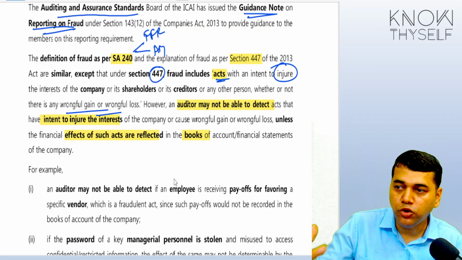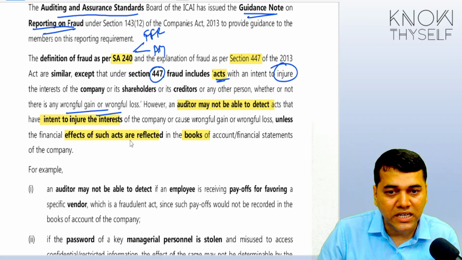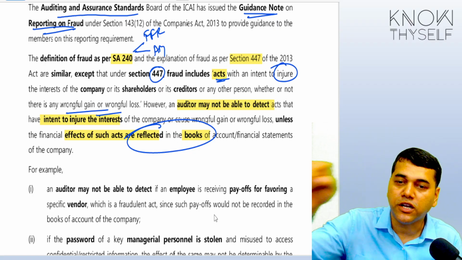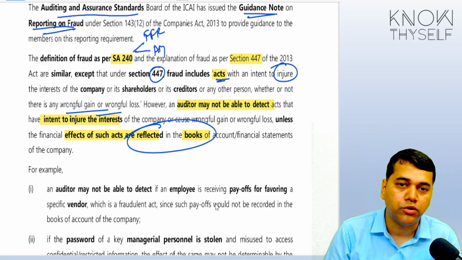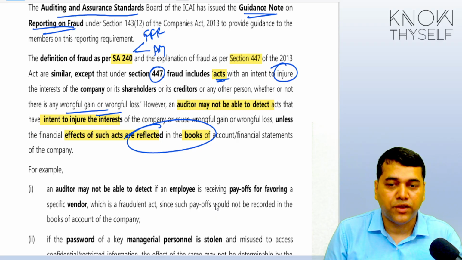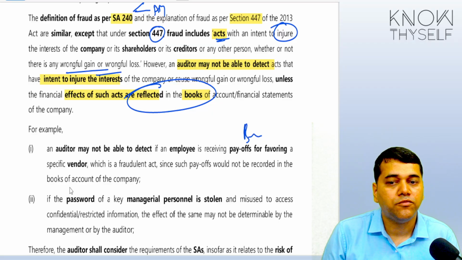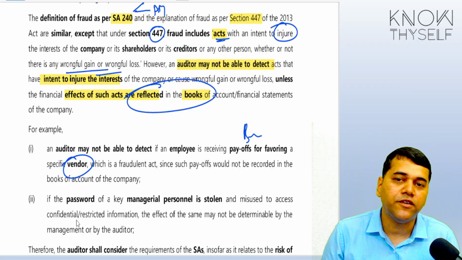See, we will be able to figure out the fraud only if it is reflected in the books of accounts. But some frauds which are not reflected in the books of account, how can we report them? For example, an employee is receiving a bribe for favoring a vendor. Now how can I report?